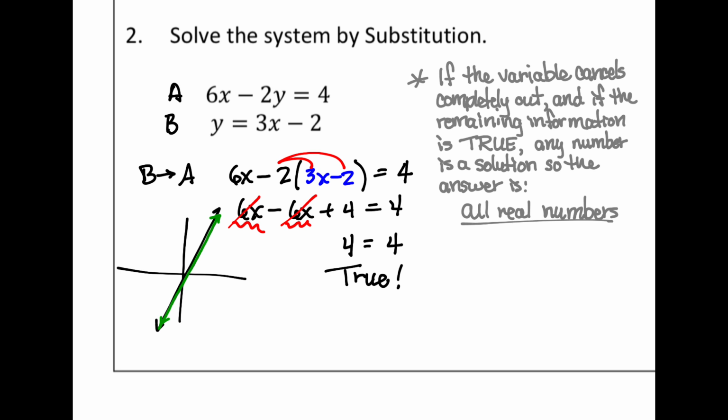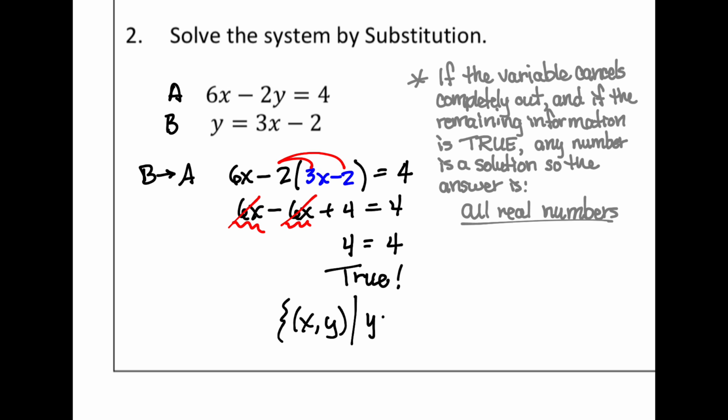And the way that you write that in set builder notation is one answer. So that would be the set of all points such that, and then choose an equation. I'm going to use B because in my mind that's the simpler of the two. You don't want to make your answers more complicated. You want to make them as simplified as possible. Or you could say all points on and then write the equation.